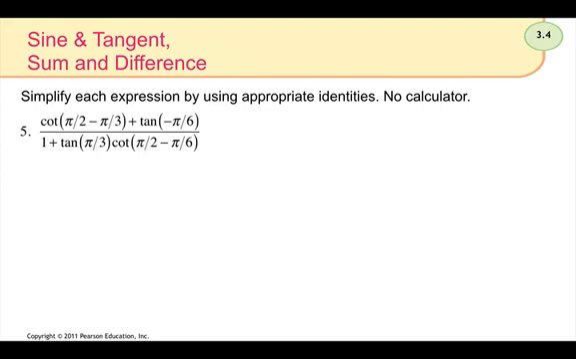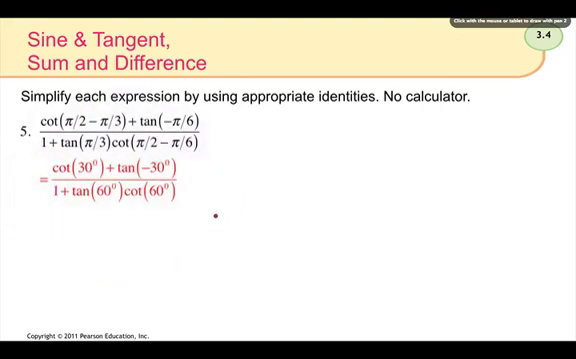So here's number 5, same directions as number 4. Before I start using the identities, I am going to work with the angles. Notice that this is the same thing as 90 minus 60, and this is negative 30. This is just 60, and then this is 90 minus 30, and this is what I get once I rewrite those radian measures as angles, and I simplify.